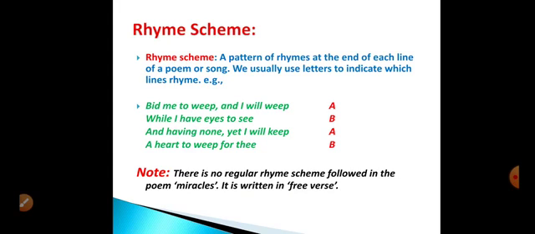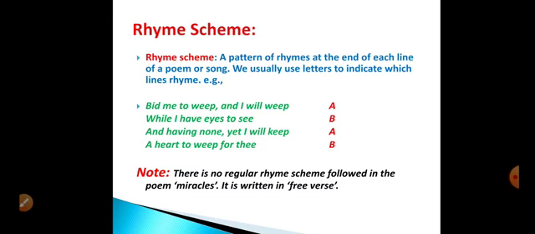Like you still remember, twinkle twinkle little star. The last word is star. Twinkle twinkle little star, how I wonder what you are. Star, are. Up above the world so high, like a diamond in the sky. High, sky. So the last word of each line. So a pattern of rhymes at the end of each line of a poem or song. We usually use letters to indicate which lines rhyme.